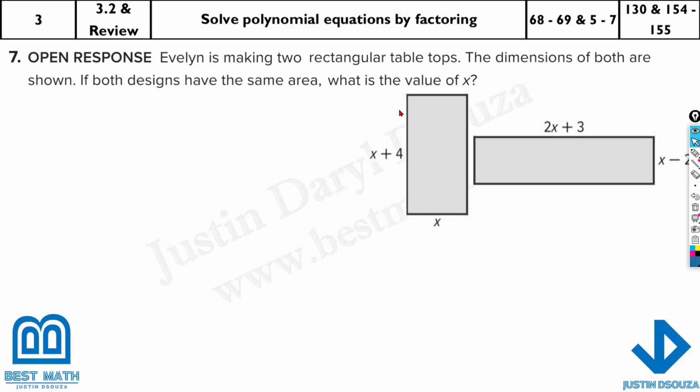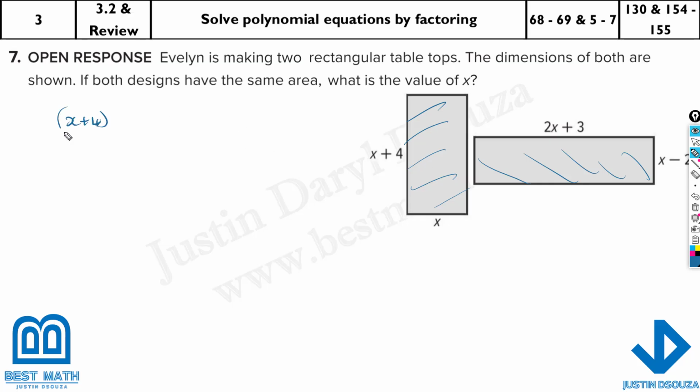Here we have again two rectangles. Evelyn is making two rectangle tabletops. The dimensions of both are shown. If both designs have the same area, what's the value of x? So that means the area of this and the area of this is the same, but the dimensions are not the same. Length and width vary. So what you need to do is find the area.